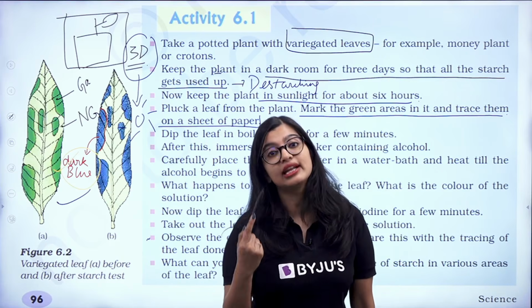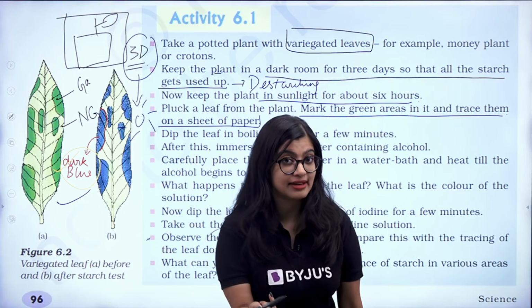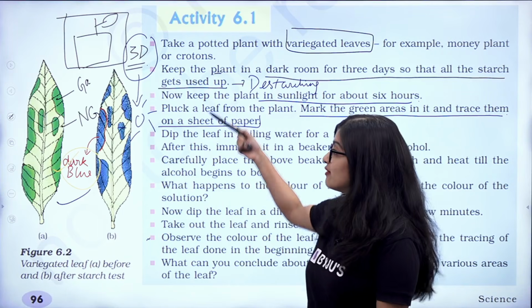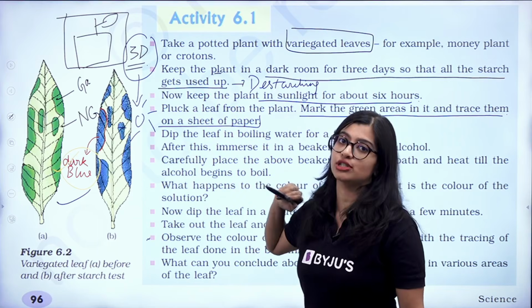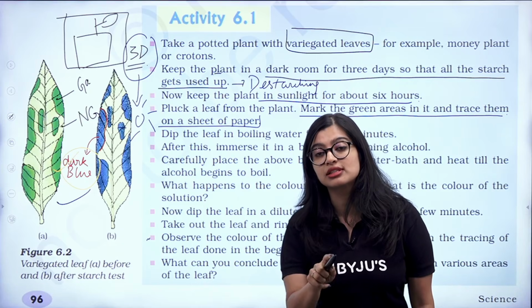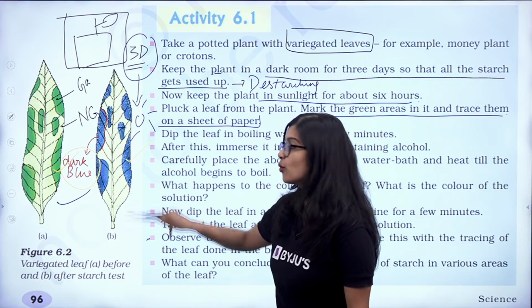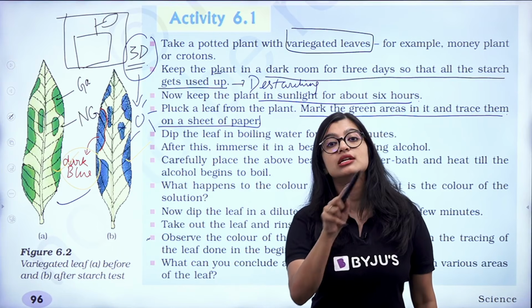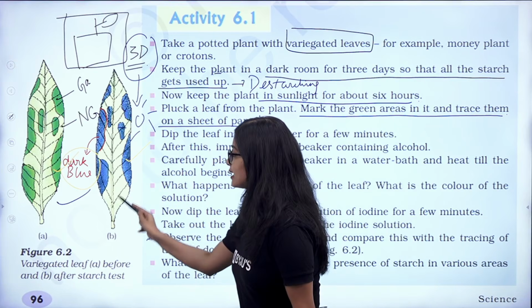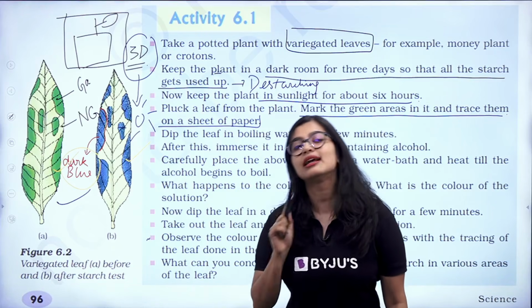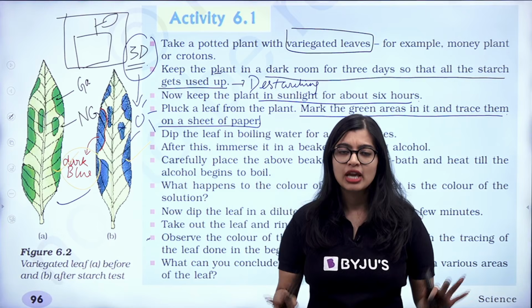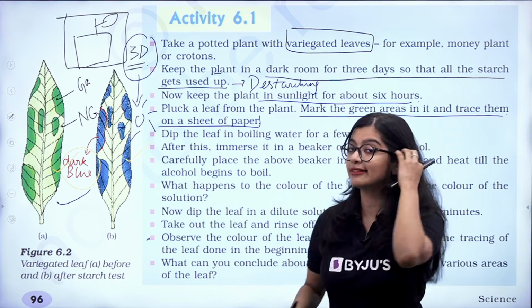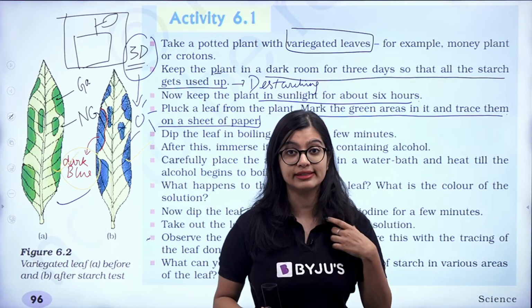What is our inference from this? What do we understand? We understand that wherever the regions where chlorophyll was present, we got positive for starch test. That means photosynthesis will happen only if chlorophyll is present. If chlorophyll is not there, you see that it will be negative for starch test. That means that photosynthesis has not happened. Easy peasy. So you need to break down these activities step by step in order to understand better.